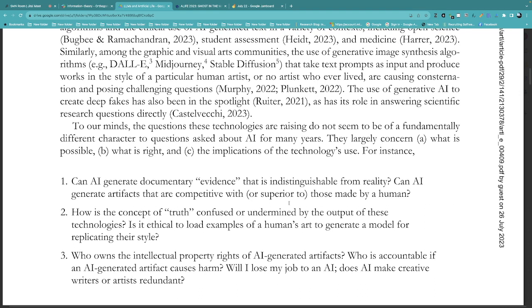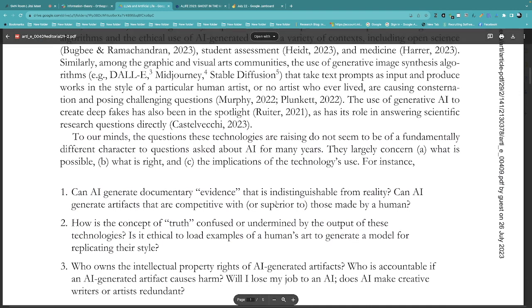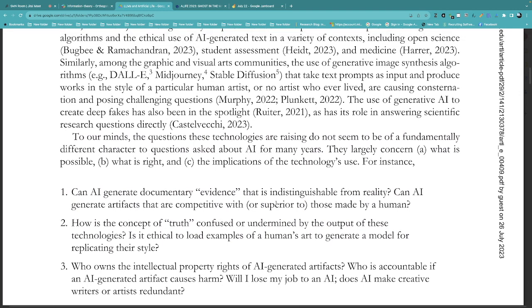And so this raises two questions for the authors, or actually, I guess, three. The first is, can AI generate documentary evidence that is indistinguishable from reality? In other words, if I generate a piece of art using, say, Midjourney, can I know that it was generated by an AI? Or maybe I can't tell whether it was generated by an AI or by a human. So this almost sounds like a Turing test sort of thing, but they don't really pose it in those terms. But in any case, that's one problem.